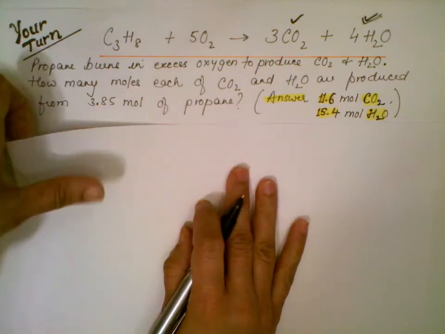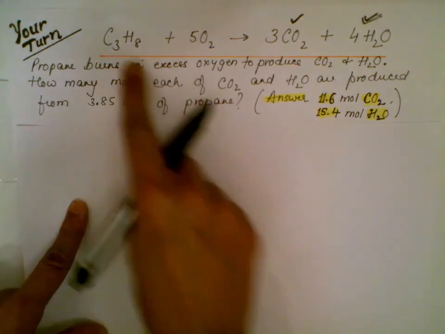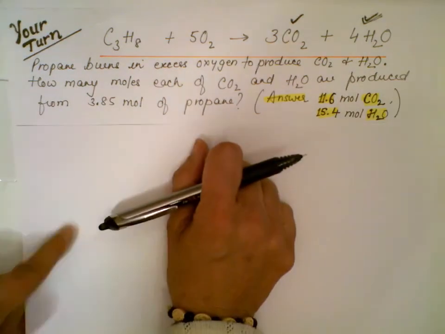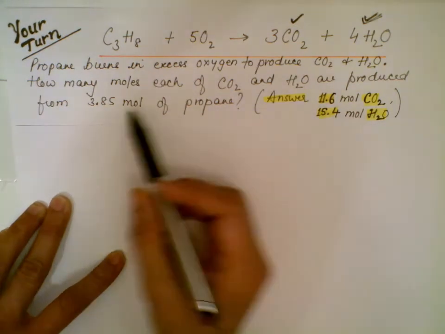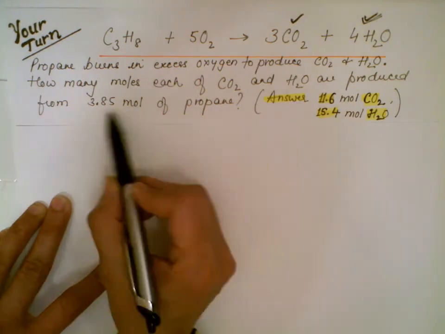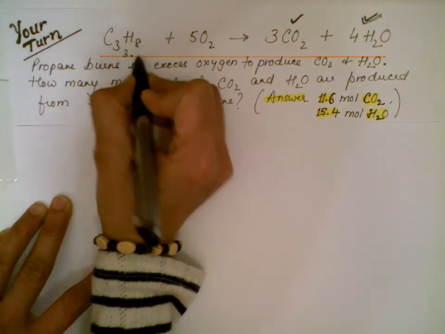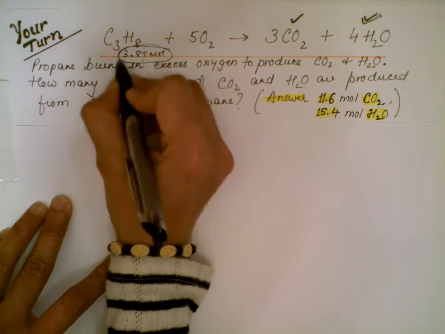And what you're going to do, guys? Remember, you have to have a balanced equation first, and after the balanced equation, you want to identify your knowns and unknowns. So what is given to me here? It says 3.85 moles of propane. So write here 3.85 moles. All right, so this is given.